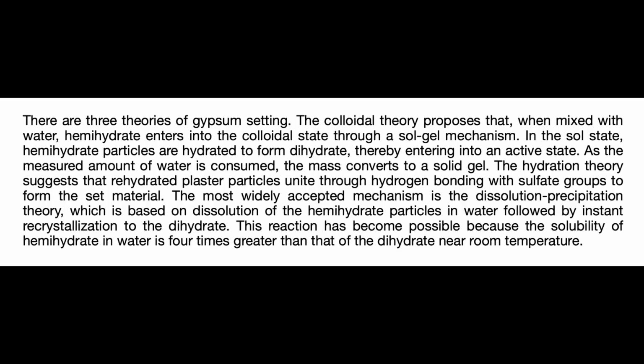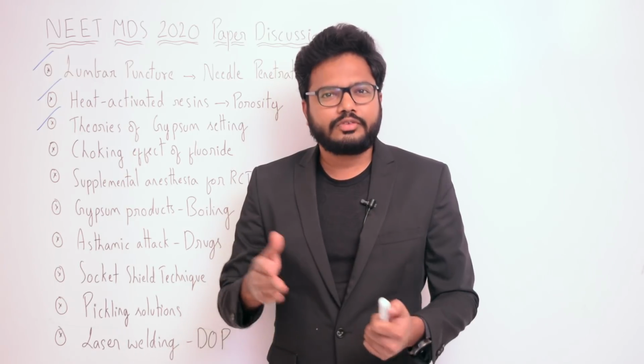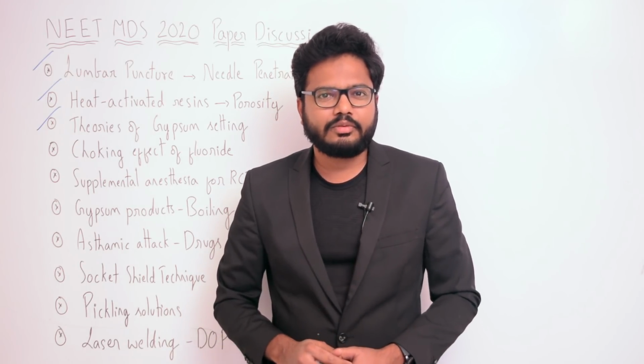In case of hydration theory, it suggests that rehydrated plaster particles unite through hydrogen bonding with sulfate groups to form a set material. The most widely accepted mechanism is dissolution precipitation theory, which is based on dissolution of hemihydrate particles in water followed by instant recrystallization to dihydrate. And this reaction has become possible because the solubility of hemihydrate in water is 4 times greater than that of dihydrate near room temperature, which we discussed in one of the revision classes just before the exam.